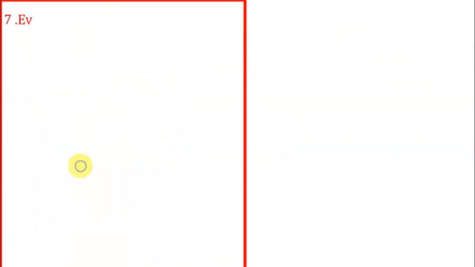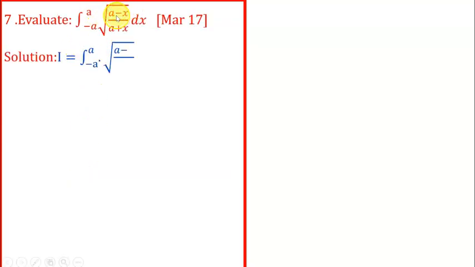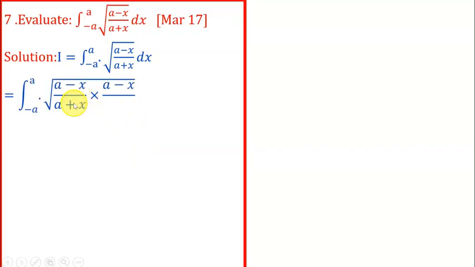Now, next question. Question number 7. Evaluate the integral from minus a to plus a of root of a minus x upon a plus x dx. This question was asked in the March 17 examination. Now see this here, the integral. Multiply the numerator and the denominator of the right hand side by a minus x, that is the conjugate of the denominator.